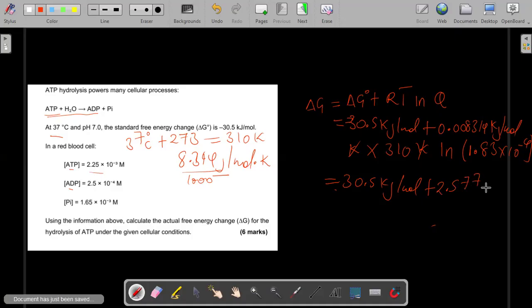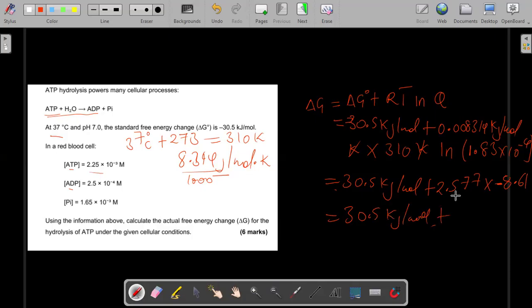So that I multiply with the natural log of 1.83 times 10 to the power negative 4. So you go on your calculator there, you get the natural log of 1.83 times 10 to the power negative 3. Okay, so there I'm getting my answer to be negative 8.61. Okay, so that's what I have. Okay, so this will be equal to 30.5 kilojoules per mole.